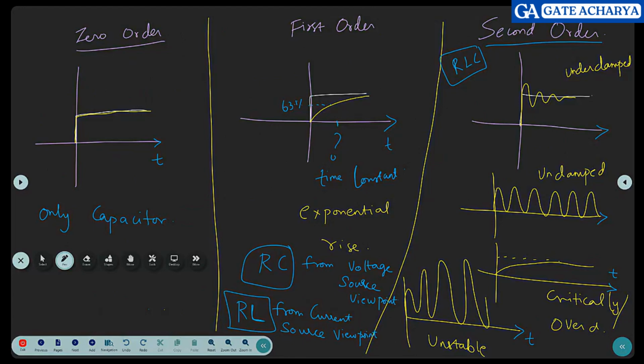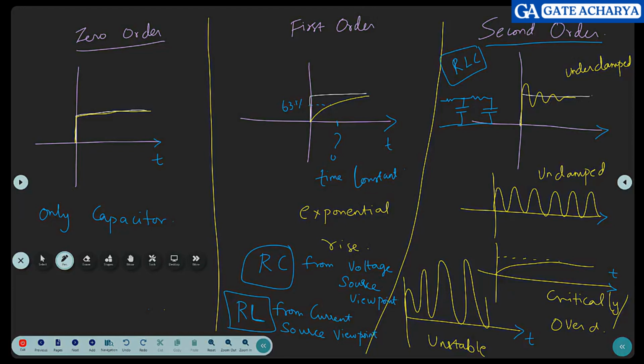If I just cascade two RC circuits, now you are multiplying two differential equations. Two first order differential equations, if you multiply, it will become a second order differential equation. So it's not that every time you need an inductor. I can put one RC like this and again one more RC like this. Now this is a second order. So you can still have a second order system without an inductor.